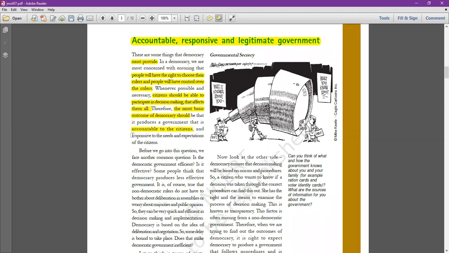and responsive to the needs and expectations of the citizen. Now what do you mean by responsiveness? Responding. What does responding mean? Taking preemptive action. If the government feels something is wrong, like if there is poverty in our country, then the government must take steps, must bring programs and schemes to remove that poverty, to alleviate poverty.